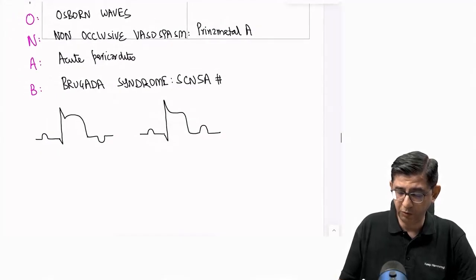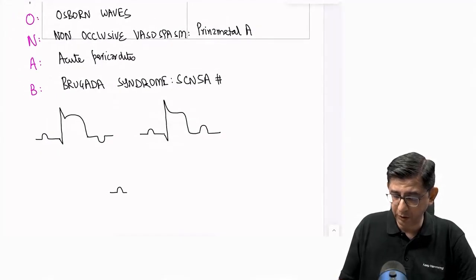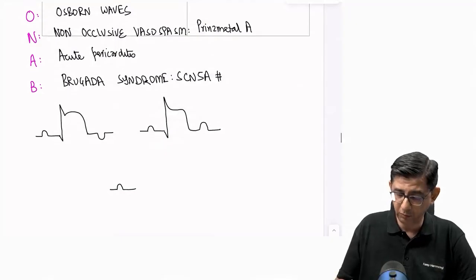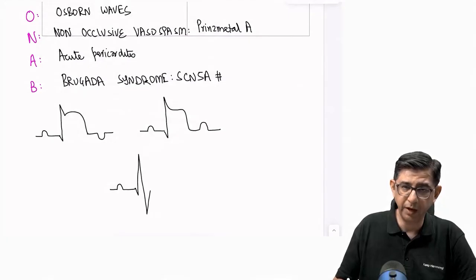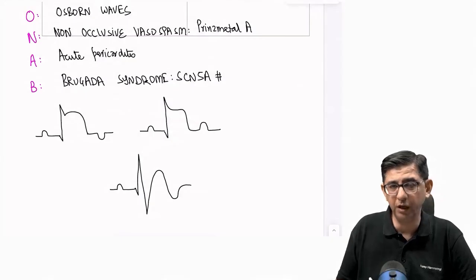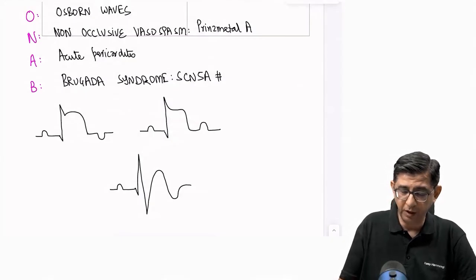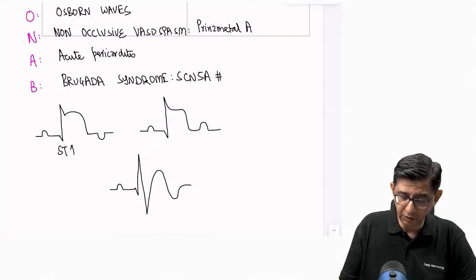Now I will show you the ST elevation of Brugada syndrome. This ST elevation of Brugada syndrome is different from the others. This is R, this is S, and then this is called a Cove pattern. This is called COVE. It is called a Cove pattern. So I'll just draw these ST elevations before you.